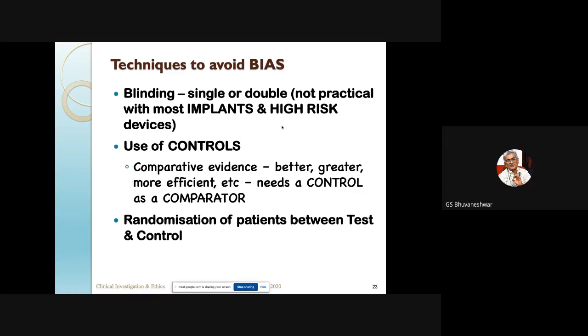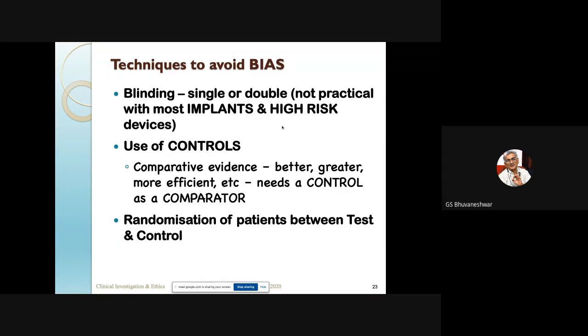Then use of controls. So what is a control? In most biological studies, including clinical studies, please remember that there are no absolute measures. There's no way of saying this is the height a high jumper has jumped. So we don't have absolute numbers to say when you will be passed. It's not like an exam where we say, okay, if you get 50% marks, you pass, and if you get less than 50%, you fail. That sort of absolute number is not practical here.